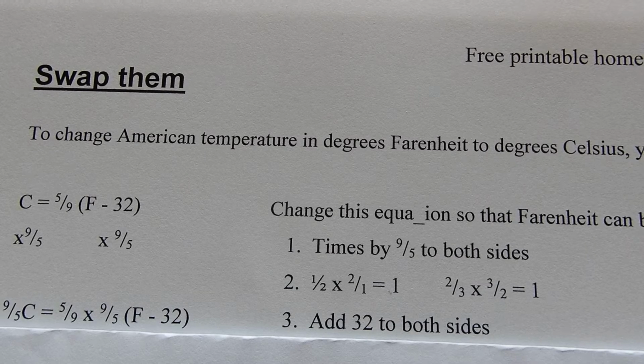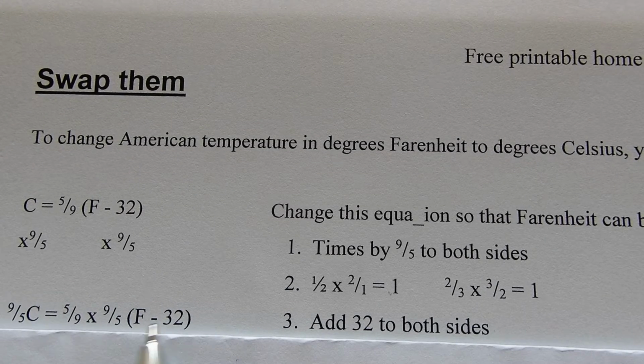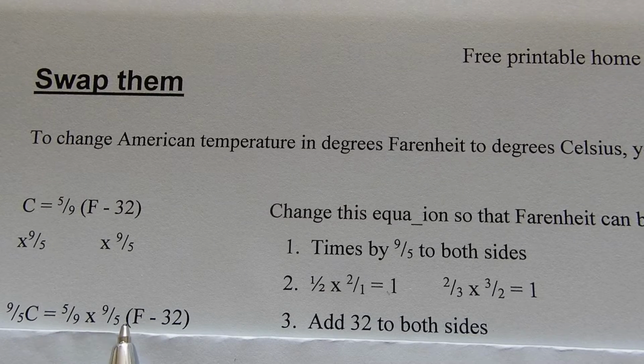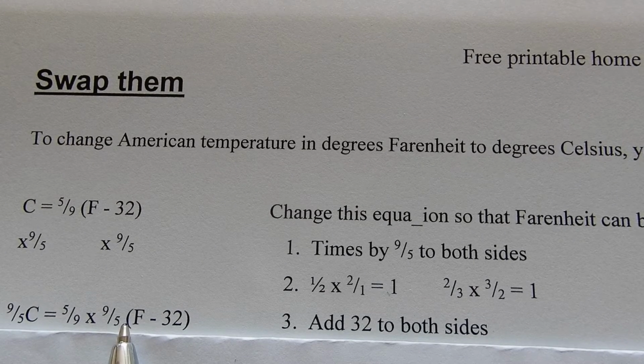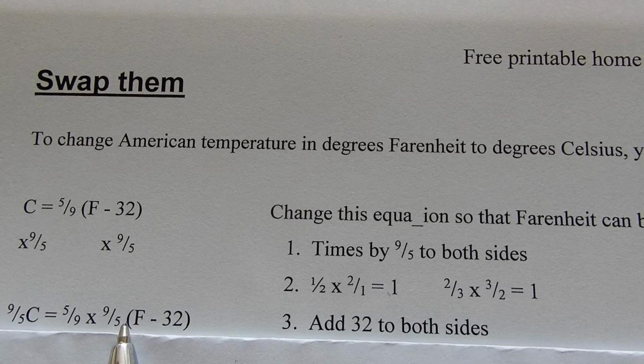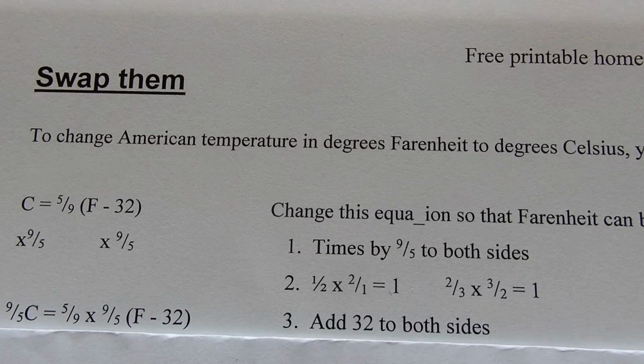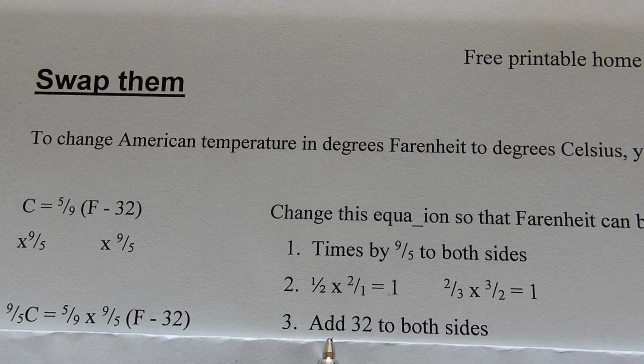So there's 5 times 9 is 45. 9 times 5 is 45. We end up with 45 divided by 45, 45 45ths. When we've done that, we're going to add 32.